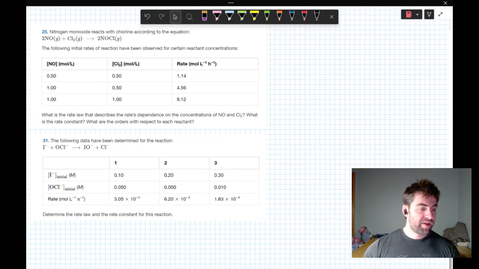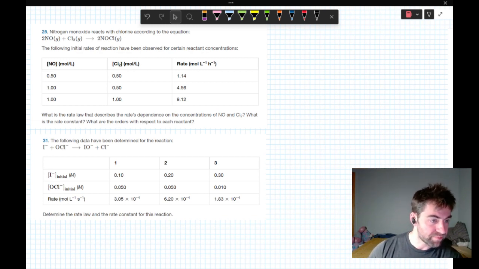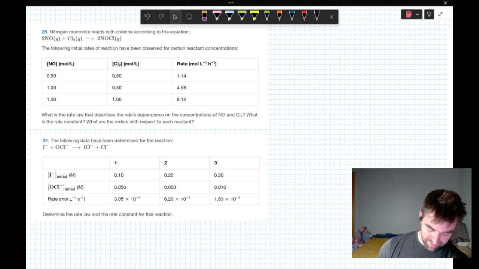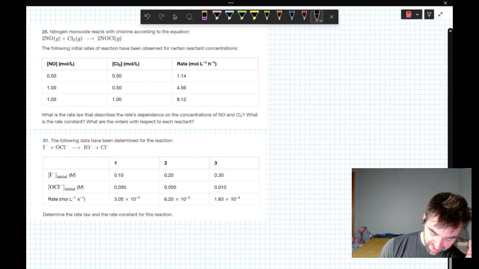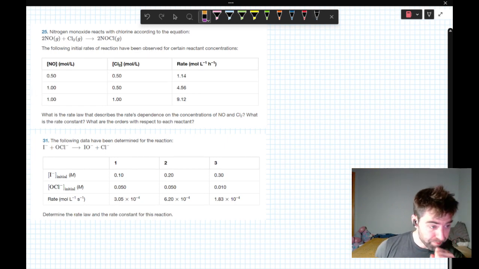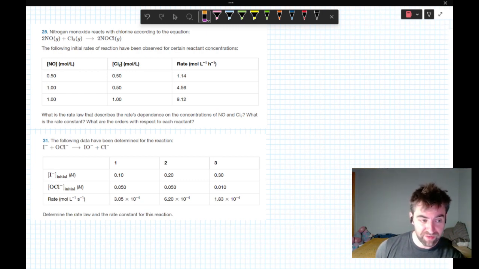All right, question 25. Nitrogen monoxide reacts with chlorine according to the following balanced equation. The following initial rates of reaction have been observed for certain reactant concentrations. So we have our different species up at top, and then varying concentrations in our different rows. What is the rate law that describes the rate's dependence on the concentration of NO and Cl2? What is the rate constant, and what are the orders with respect to each constant?